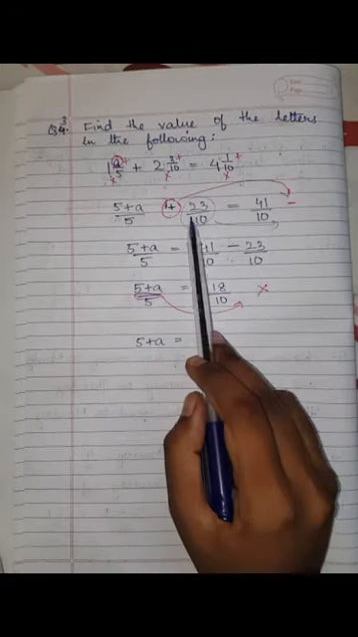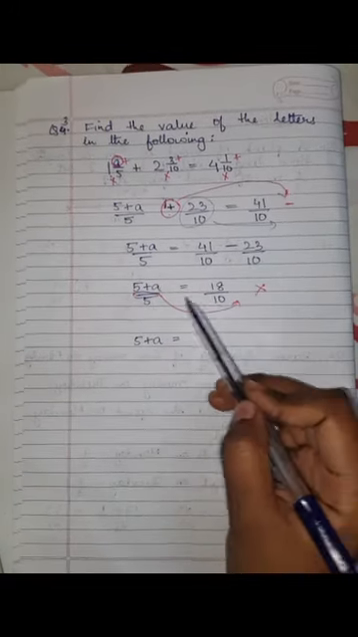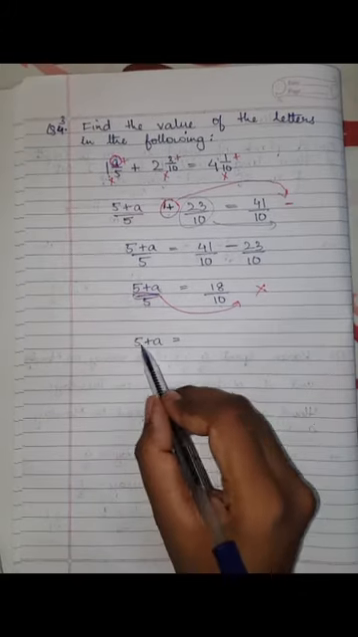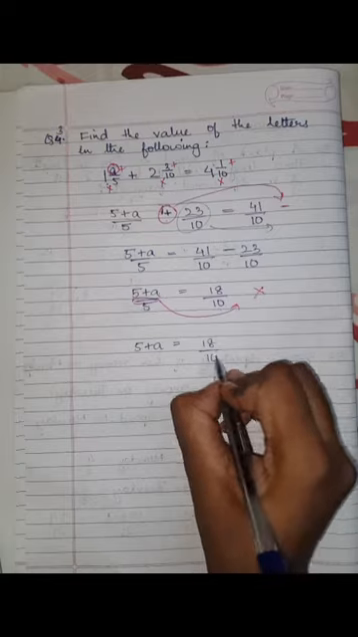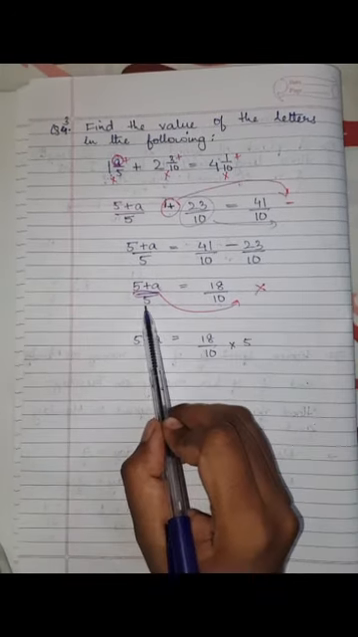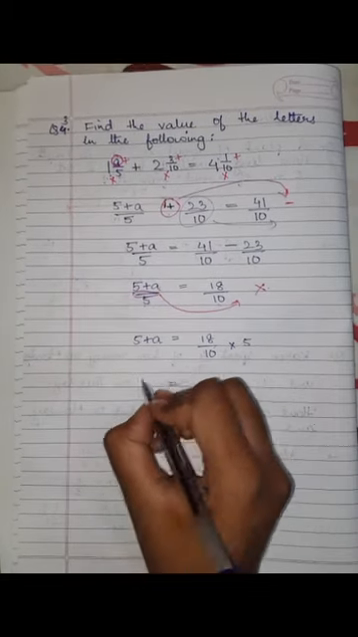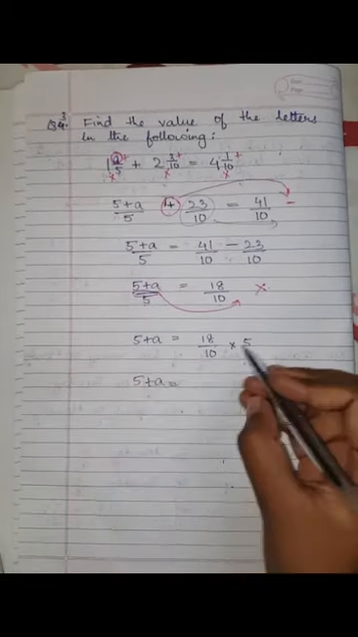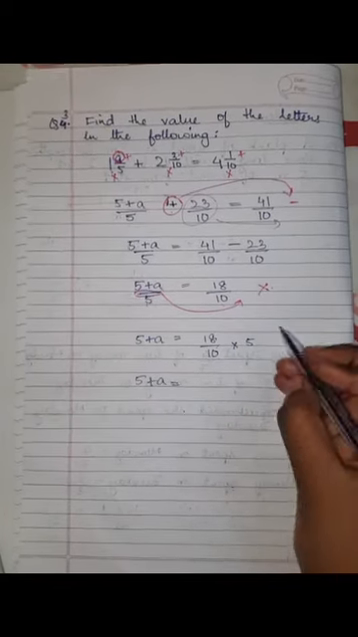So first what I did, I moved 23 by 10 to the other side. I simplified it. Now I will move 5. So 5 plus a is equal to 18 upon 10 into 5, because here it was divided by 5, so it will become multiplied by 5 on this side. So this is 5 plus a, 18 by 10 into 5. Now you can cancel these out.